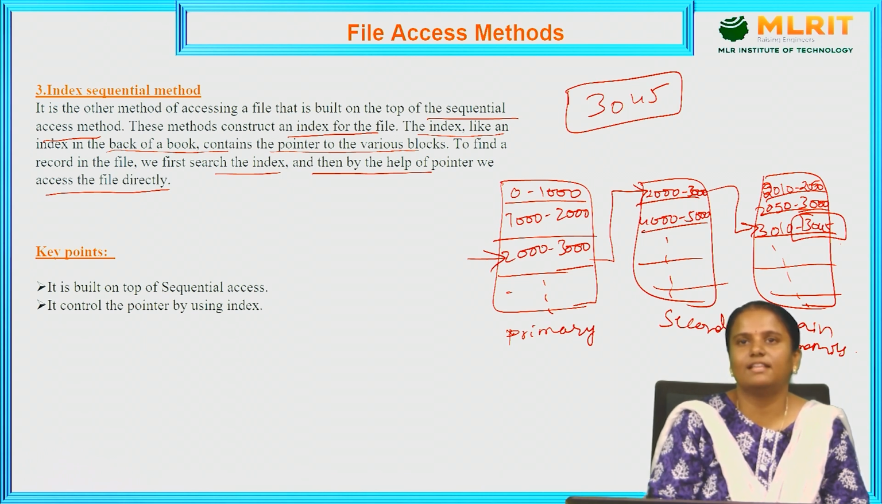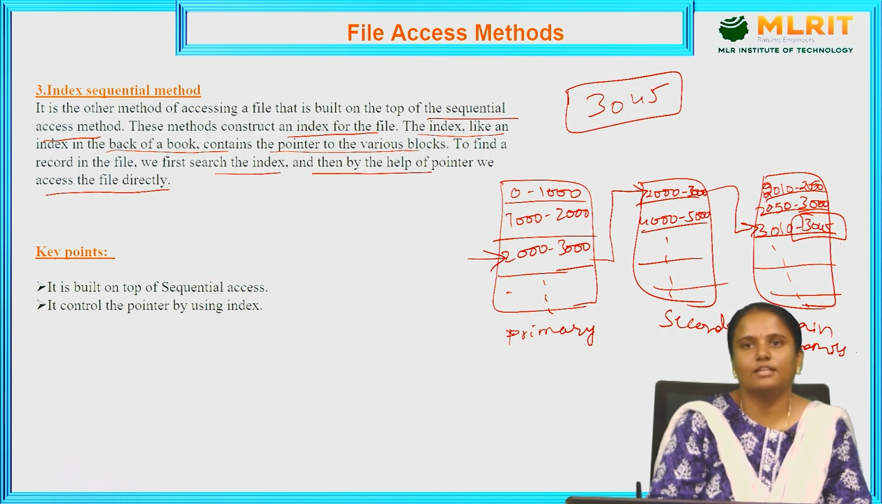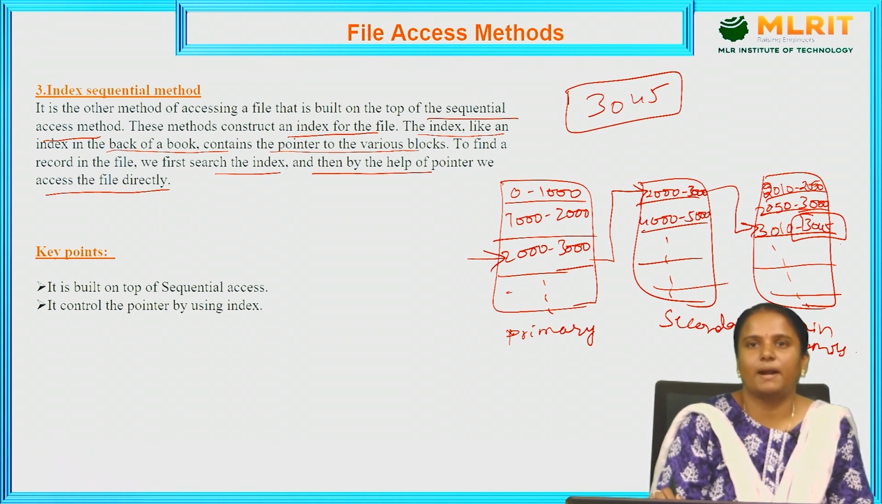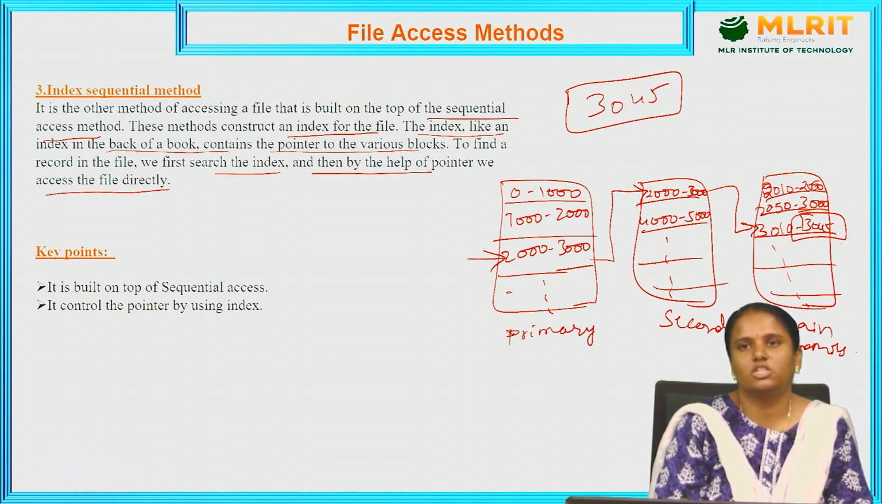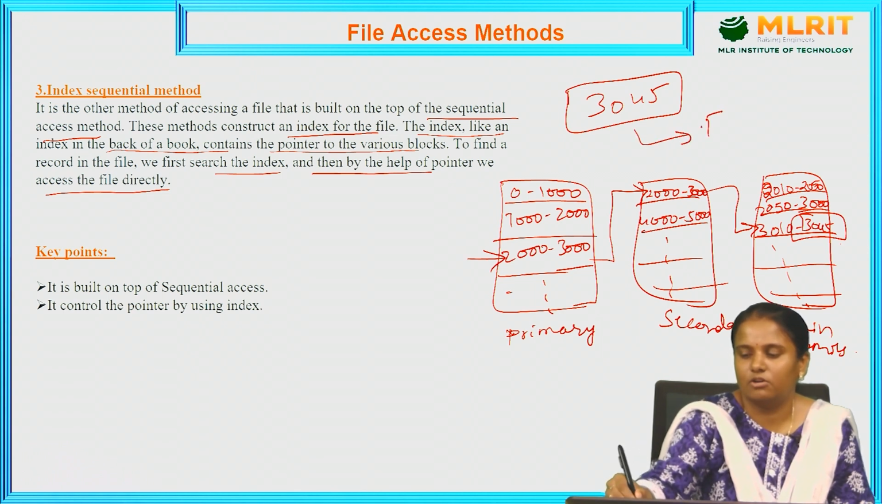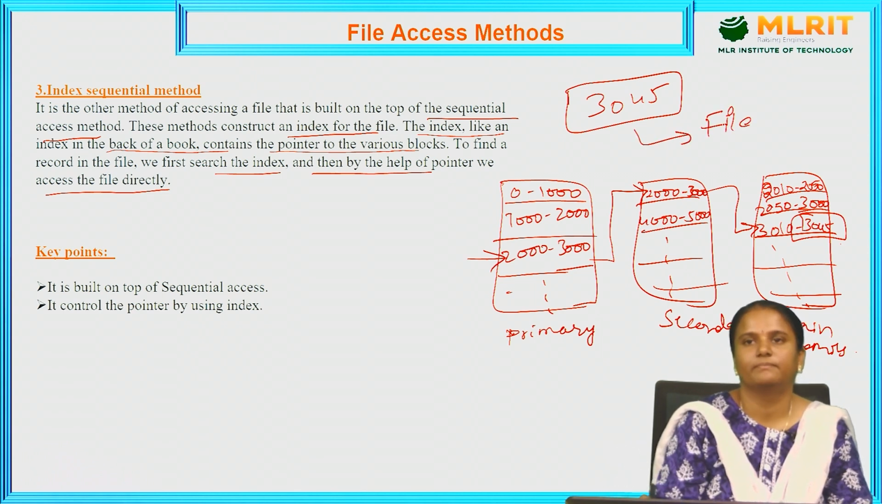The files must be matched with the exact index number, pointing to the next address of each block with the index number. This is how we are going to access the files using the index sequential method: finding first in primary, then secondary, then main memory, with the index number exactly matching the one given to find the file.